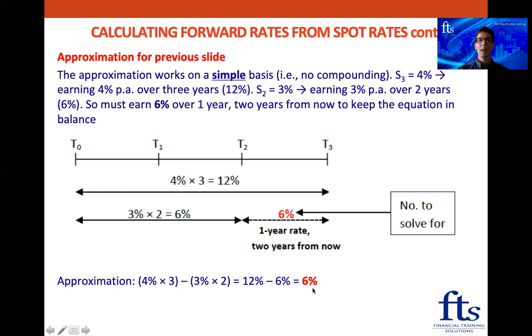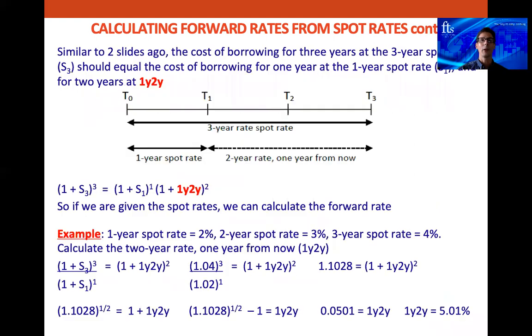So anyway, let's try another example. Similar to 2 slides ago, the cost of borrowing for 3 years at the 3-year spot rate, this S3 here, should equal the cost of borrowing for 1 year at the 1-year spot rate over here, and for 2 years at the 2-year rate 1 year from now. That's what it should be. So if we set this up again, we've got 3 periods on the left of the equal sign. We've got 1 period there and 2 periods there.